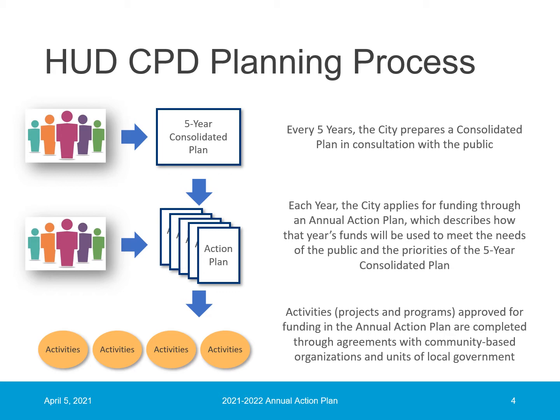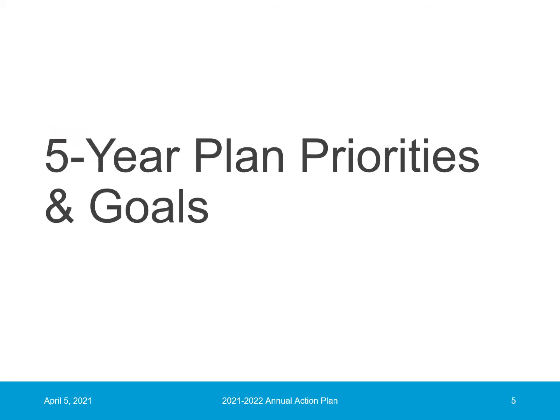Each year, the city applies for annual funding from HUD through an annual action plan, which describes how that year's funds will be used to meet the needs of the public and the priorities outlined in the 5-year consolidated plan. The activities which are approved for funding in the annual action plan are then completed through agreements with community-based organizations, developers of affordable housing, and units of local government. There are 6 priorities in the 5-year consolidated plan, and we'll discuss each briefly.